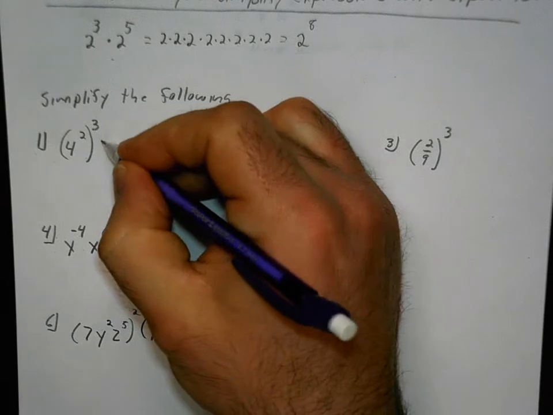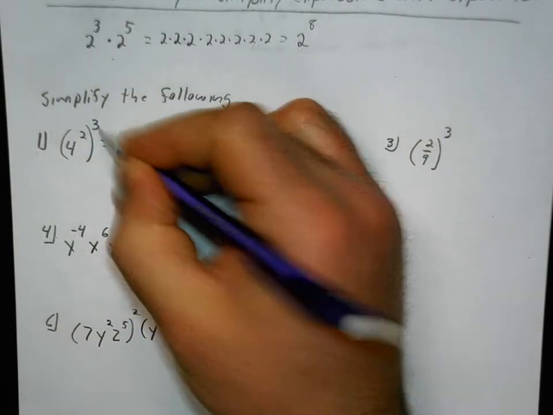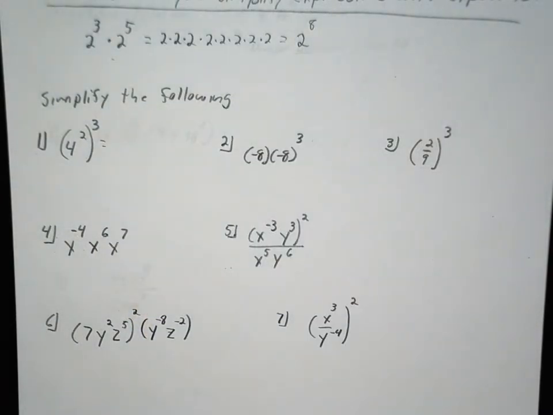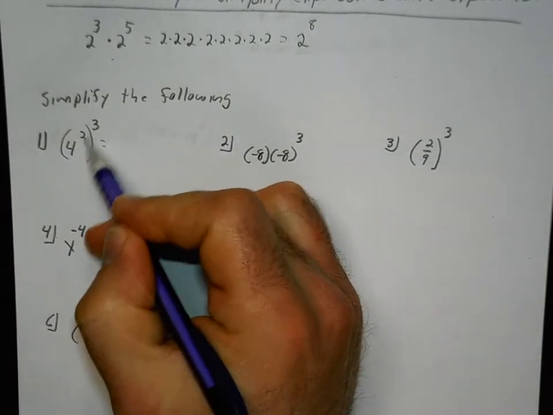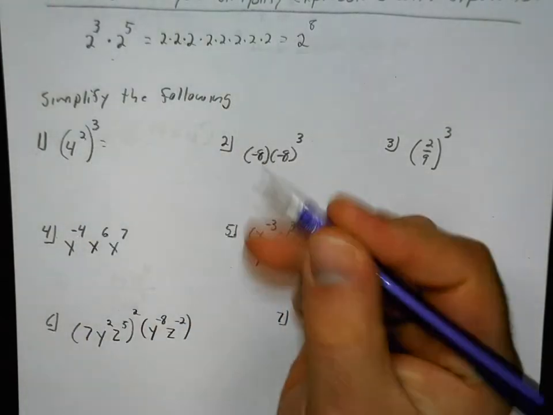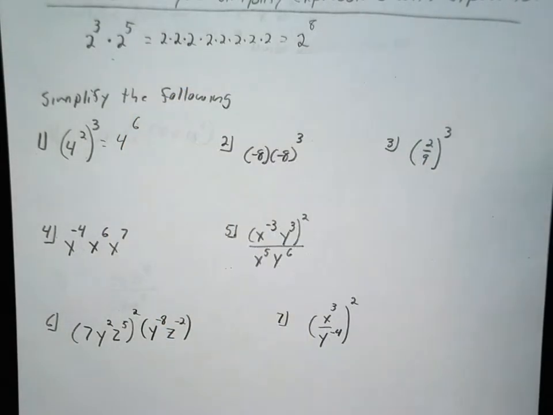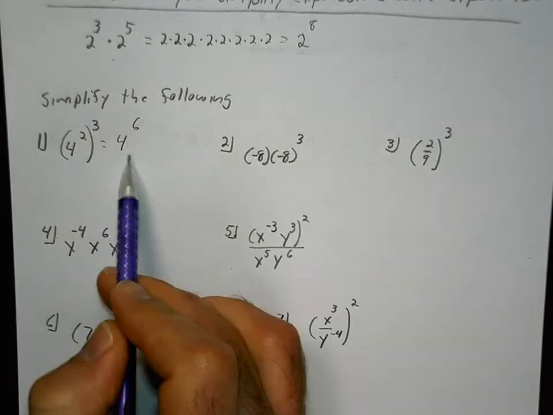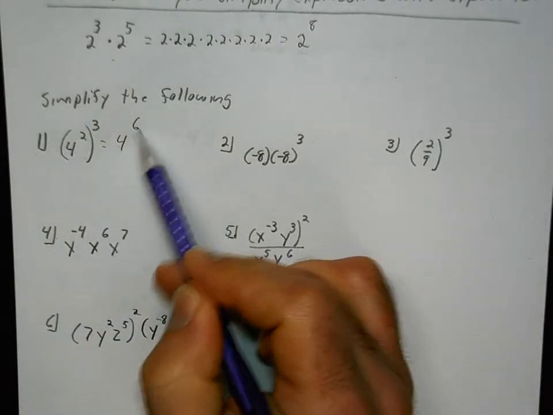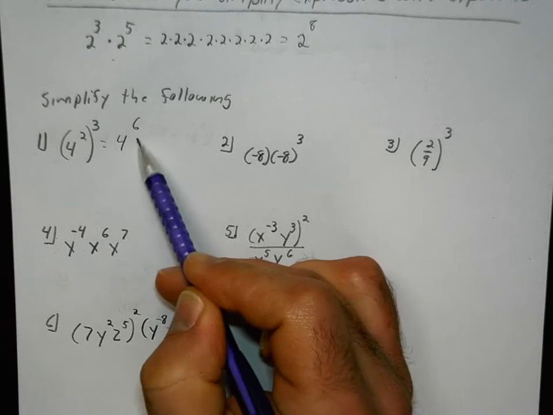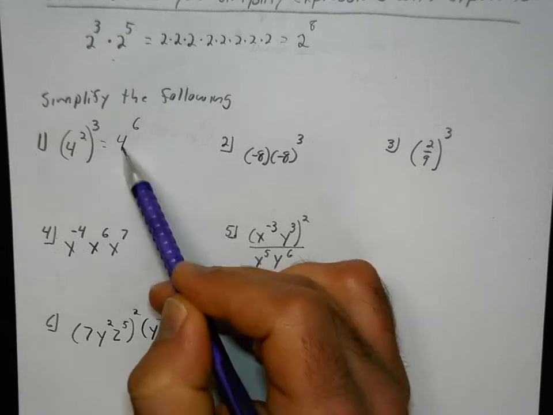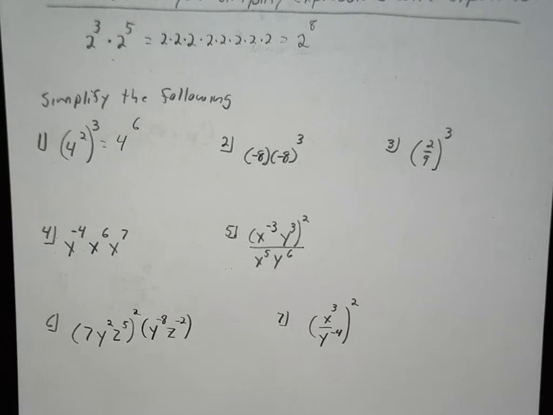Okay, so this first one, 4 squared cubed, is going to be the power of a power property. So what do we do with these? We're going to multiply them. Okay, so it's going to be 4 to the 6th. Now, do we have to calculate that? Well, if you have a calculator handy, you can figure that out on your calculator. Otherwise, we'll just leave it as an exponent like that.